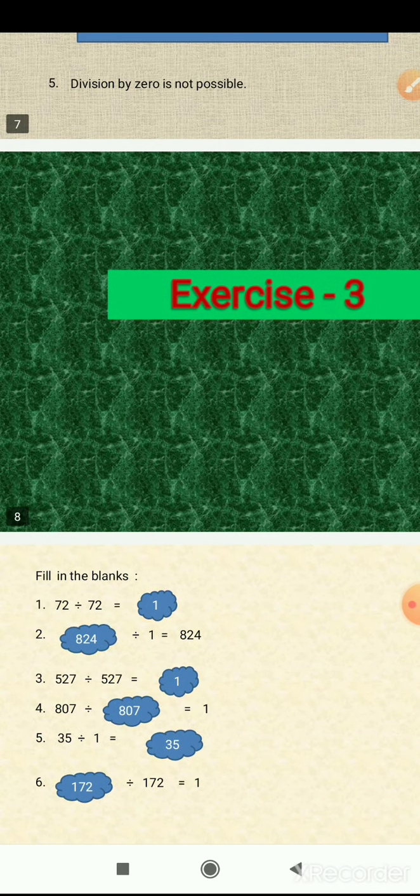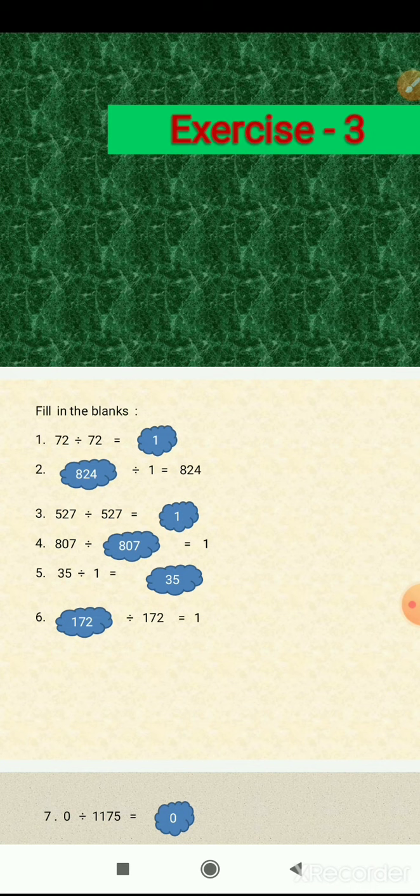See the first question, fill in the blanks. Here 72 divided by 72. Here we divide the number by that number itself, so we get quotient 1.